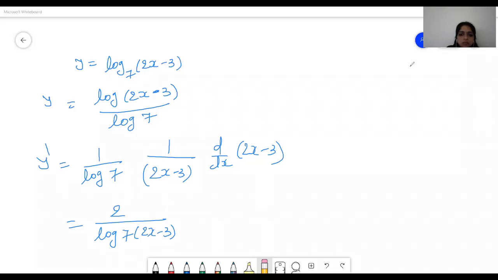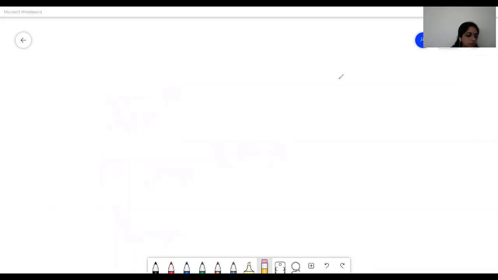Yes. The next one is y equal to 2 raised to x cube. Anyone? Yes, Hetvi. Ma'am, first we'll take log on both sides. Yes, Hetvi. We can do it by taking log on both sides, but I will give you a hint.